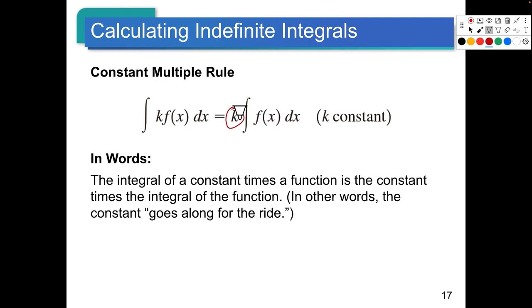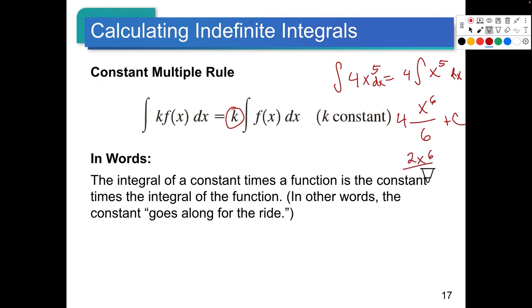And again, we were kind of doing that when we had something like 4x to the 5th. You could think of that, okay, put the 4 outside, and then take the integral. I guess I should put my dx. So add 1 to the exponent. This is going to be x to the 6. We're going to divide by 6, and then just bring that 4 and multiply, and then you can simplify it, right? Plus a constant. 4 divided by 6, that would be 2x to the 6th over 3.